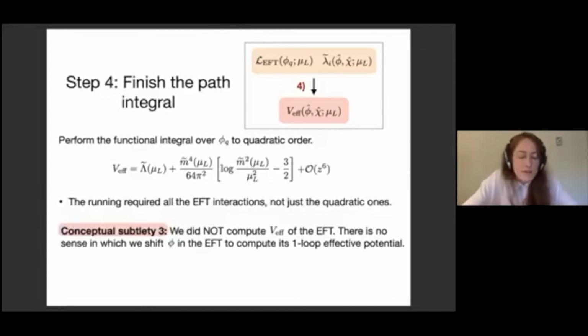And the second point I really want to emphasize is, I would call this maybe conceptual subtlety number 3, which is this is not the effective potential of the EFT. So there is no sense in which we computed the effective potential of the EFT, in which I took this EFT Lagrangian and shifted and computed its effective potential. In particular, there's no sense in which we shift phi in the EFT at any point. We shifted phi before we matched onto the EFT.